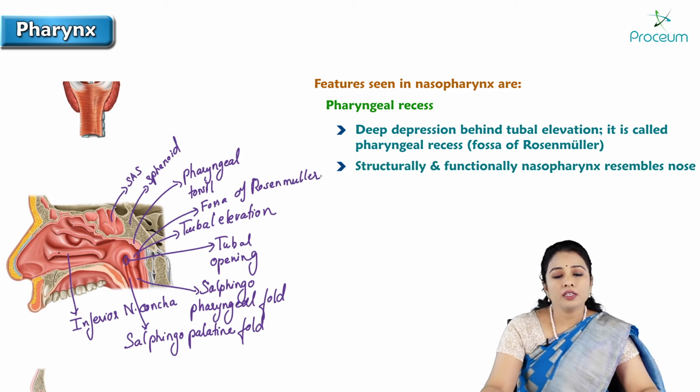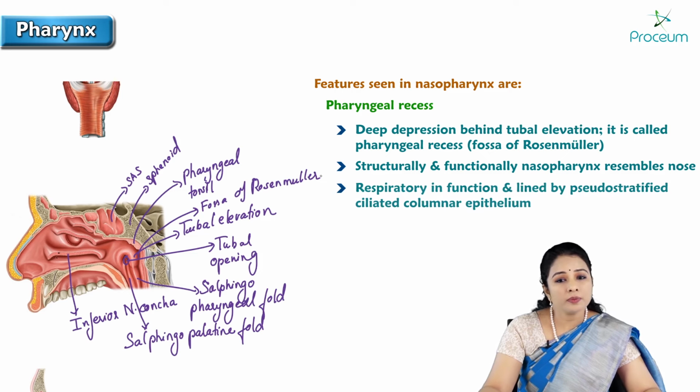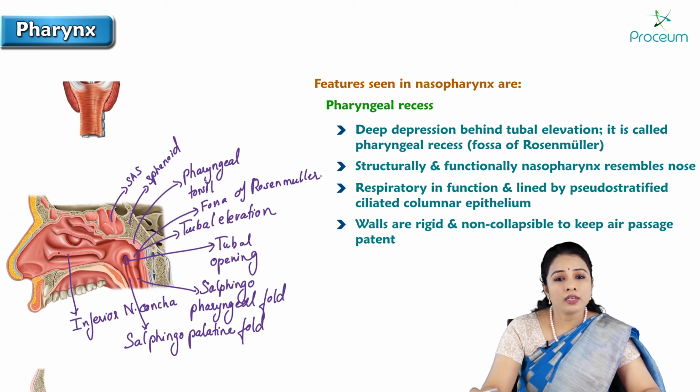Structurally and functionally, the nasopharynx resembles the nose, and it is respiratory in function and lined by respiratory epithelium, that is pseudostratified ciliated columnar epithelium. Its walls are rigid and non-collapsible to make the air passage patent.